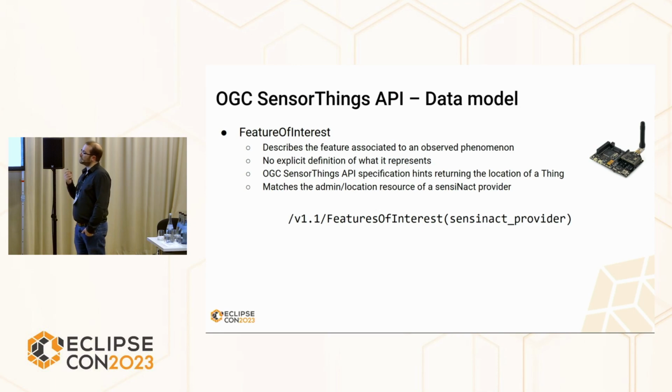Last thing here is a feature of interest, which is a bit of anything you want. It's something associated to your sensor. So there is no explicit definition on what it should be. From the SensorThings API specification, it's just a hint that it should return a feature, a GeoJSON feature that indicates where the thing was during your observations. So it again matches our admin location resource from the SensiNact provider.